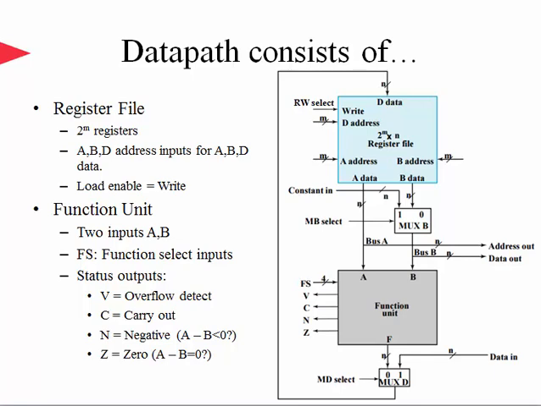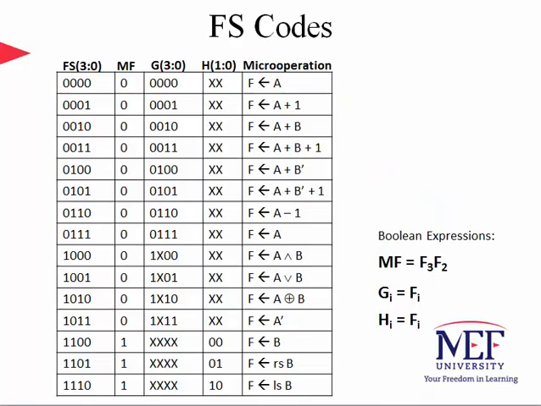N and Z status bits will be useful when we learn about conditional branch and jump type of instructions later in this slideshow. Let us explore the function select codes. That starts with 0000 and goes up to 1110. The 1111 FS code, the old 4-bit FS code, is not used.